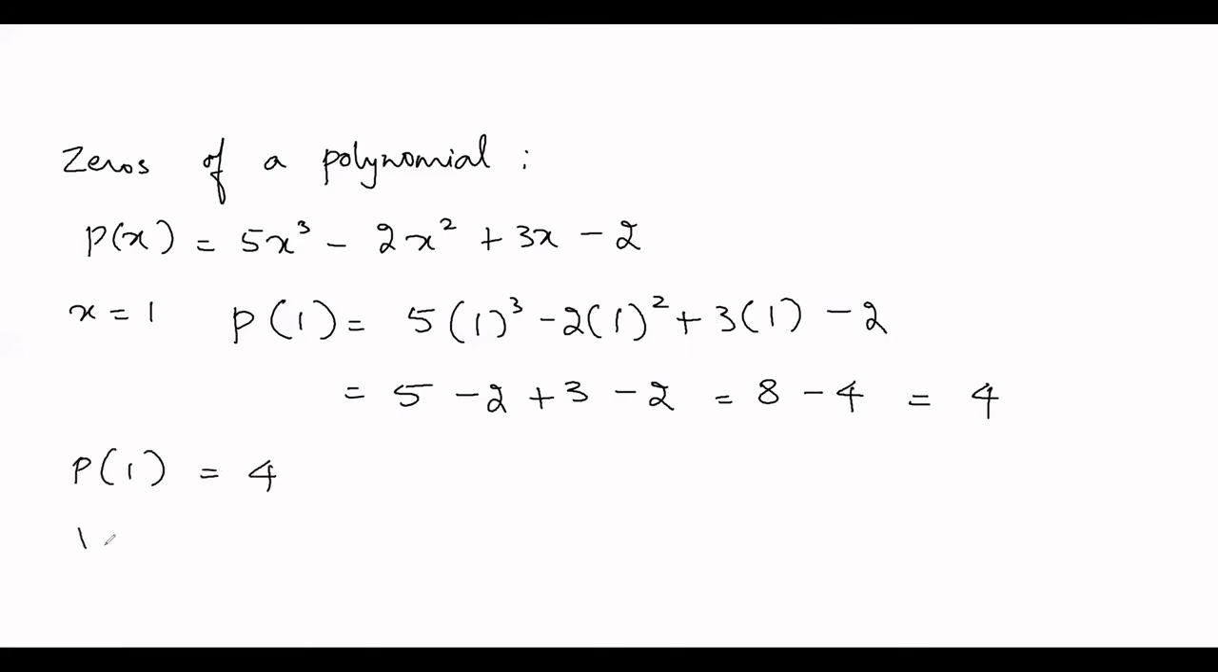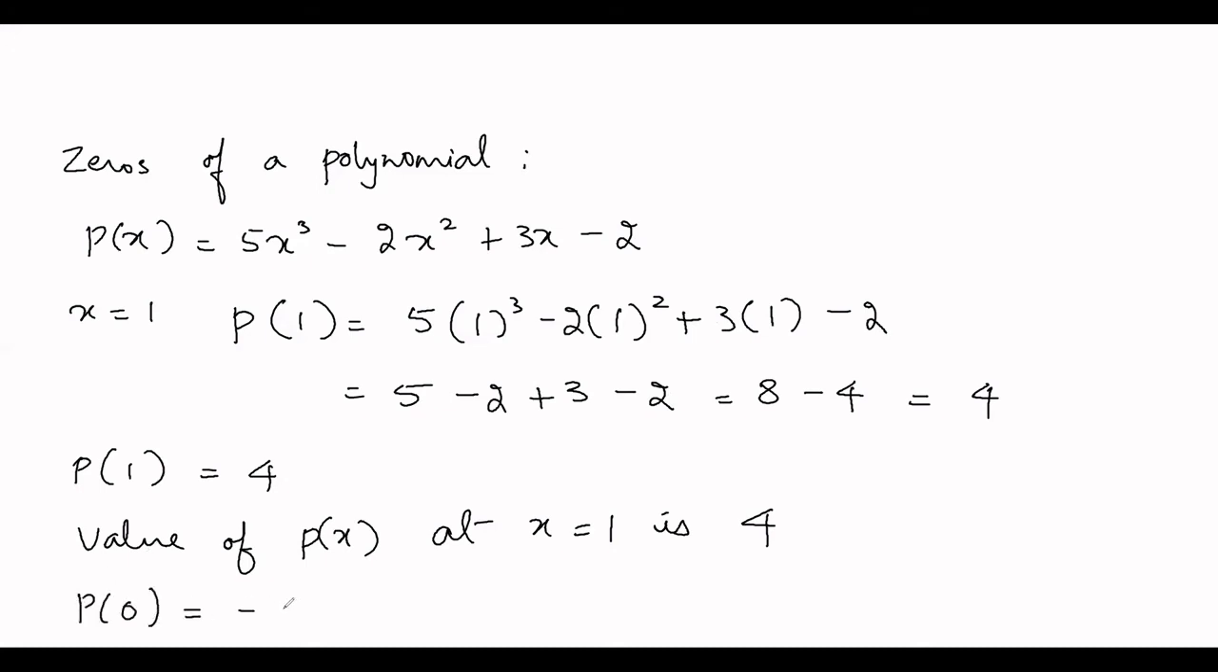So how do we read this? Value of P of x at x is equal to 1 is 4. Similarly, we can find P of 0. P of 0 will be equal to minus 2.